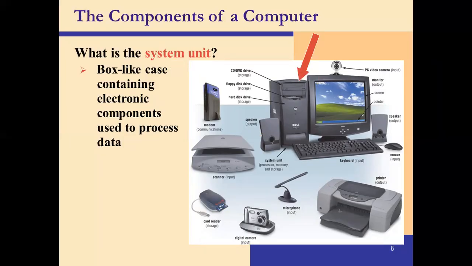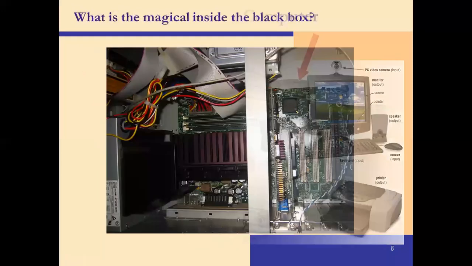Let us talk about the most important part of the computer. Without it, every device connected to it is useless. You cannot even use them. You can use a speaker or microphone, but you cannot use a keyboard or mouse. This is called the system unit. The device that the red arrow is pointing towards is called the system unit. It is a box-like case containing electronic components used to process data. This is called the brain of the computer.